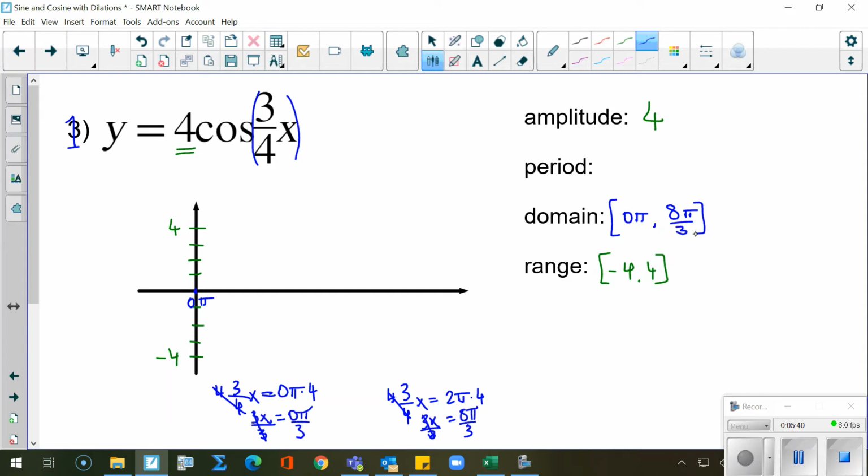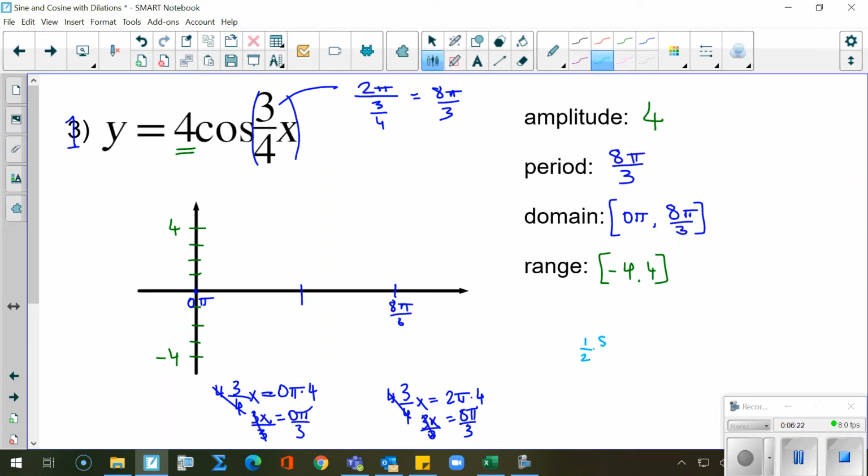To find the period, we can either subtract those values, 8 pi over 3 minus 0 pi, or we can take 2 pi divided by the coefficient. And when I multiply by the reciprocal, I will get 8 pi over 3. Two different ways. Eventually, you might need to use one of those methods over the other. That's why I keep repeating both. And we label the end on our graph. The math is a little trickier for this one. I'll do the math off to the side.